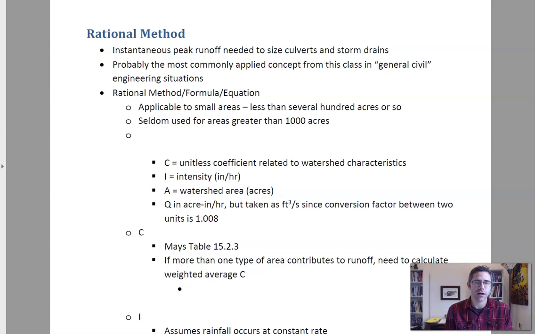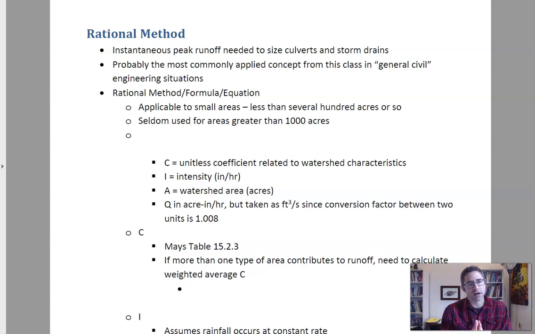Okay? Very commonly used, and for people who go on to do general civil work, like working on subdivisions and developments and so forth, this is going to be a very commonly applied concept, maybe the most commonly applied concept from this class.